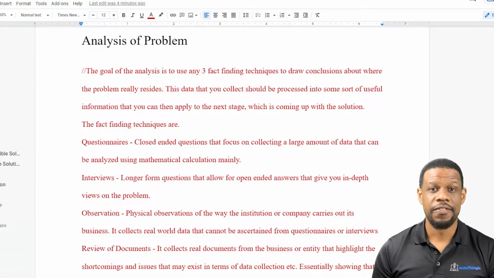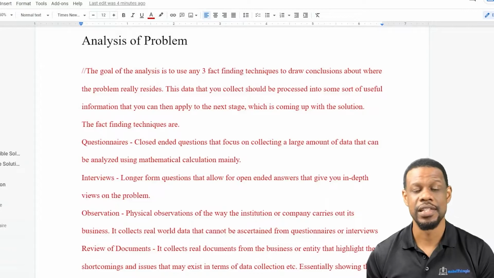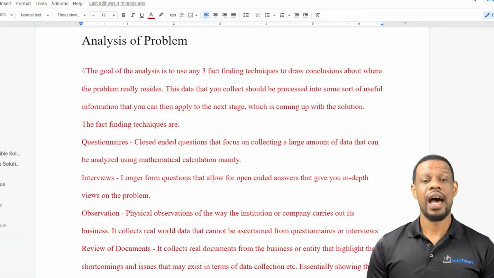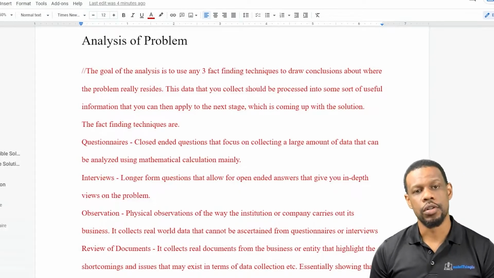Observation: you have to physically, or in real time, observe the situation and see what happens on a daily basis or weekly basis or whatever it may be. And when you observe it, you do a sort of checklist to tell what is taking place. And from that checklist, you could draw conclusions also.